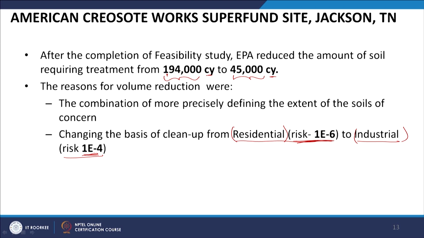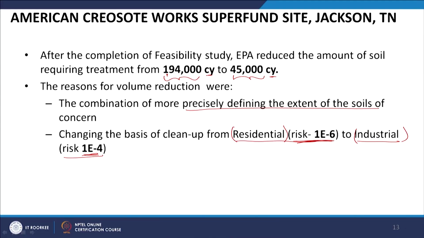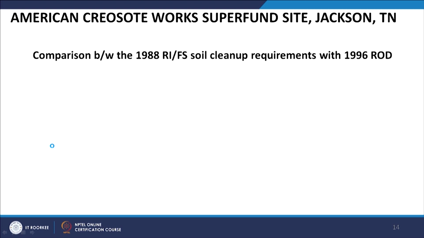So one of the aspects is that by reducing the thresholds to treat it to this threshold, more soil had to be treated, and as we saw, the costs are relatively high, and thus obviously they decreased the thresholds, affecting the relevant costs, and also precisely defining the extent of soils of concern, or better site characterization. So these 2 aspects, a management decision was taken, right? And let's look at what else we have.